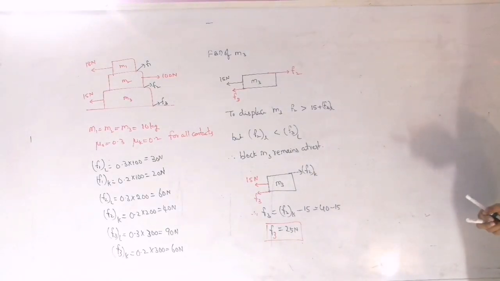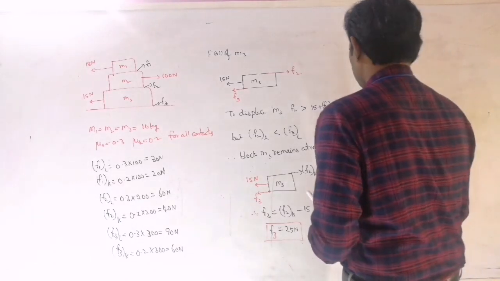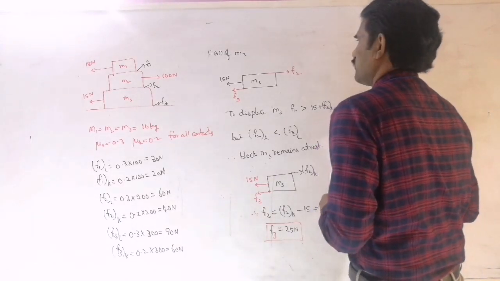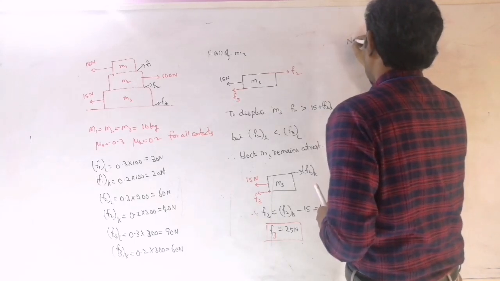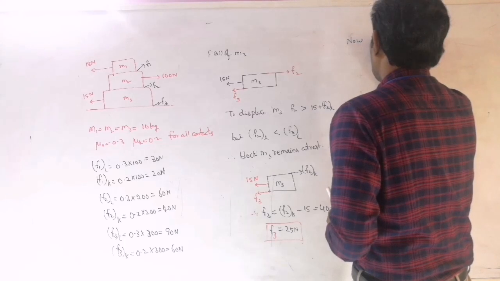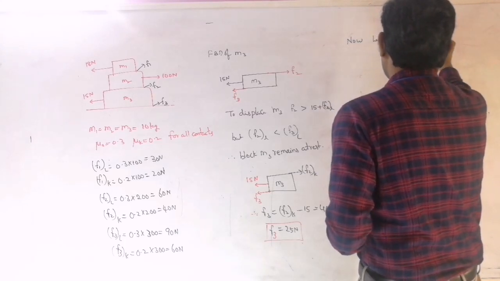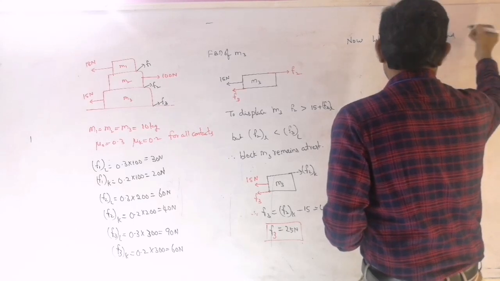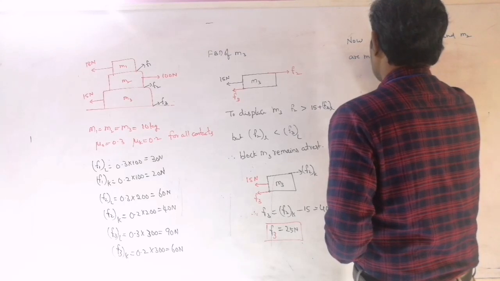And next let us come to the M1 and M2 blocks. So M1 and M2 we can write this as, M1 and M2, let us assume that they are moving together now. So now let us assume M1 and M2 are moving together.